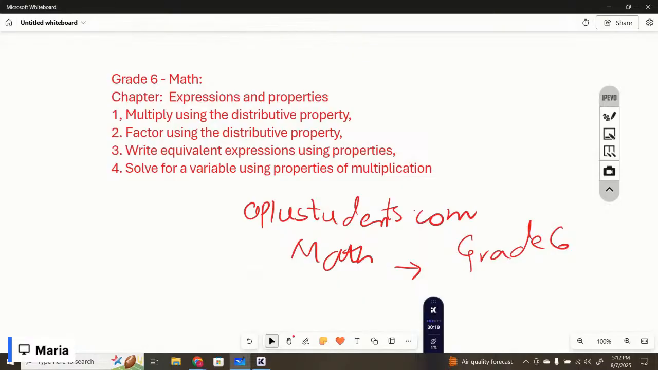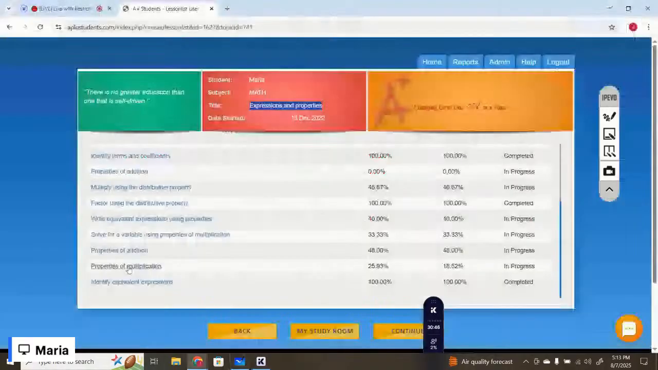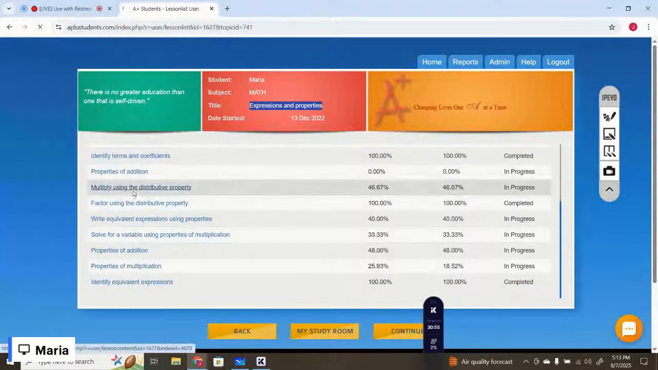We're going to start with the chapter expressions and properties. The lessons we're going to go through today are multiply using the distributive property, factor using the distributive property, write an equivalent expression using properties, and solve for a variable using properties of multiplication. Okay, multiply using the distributive property.